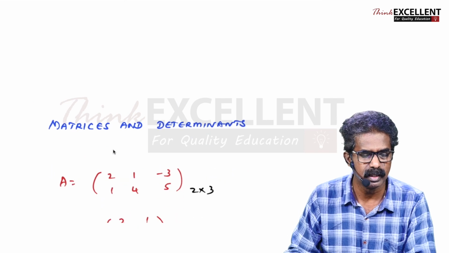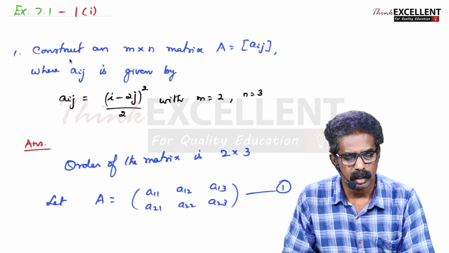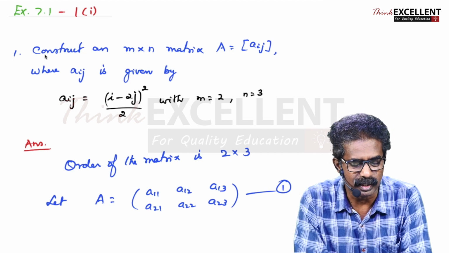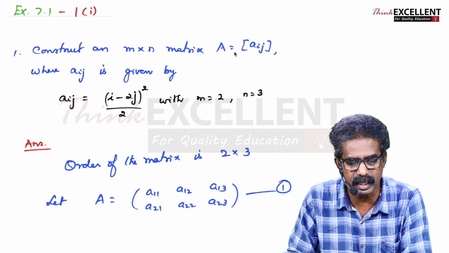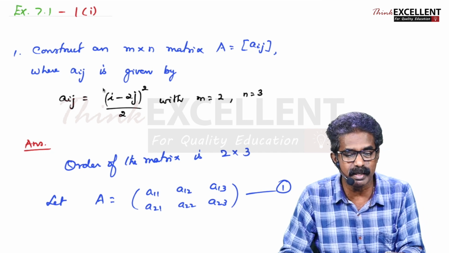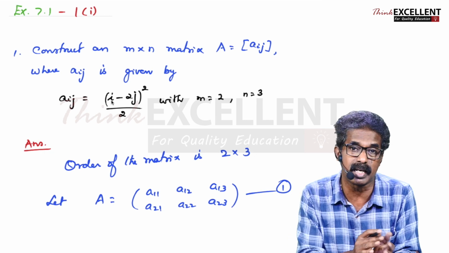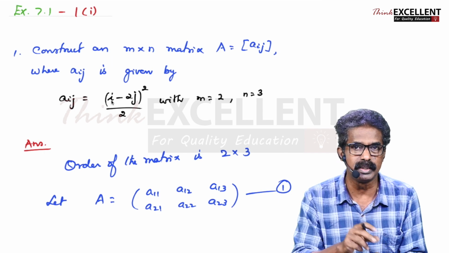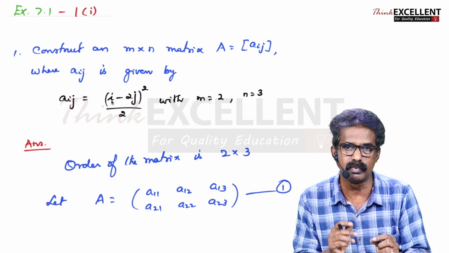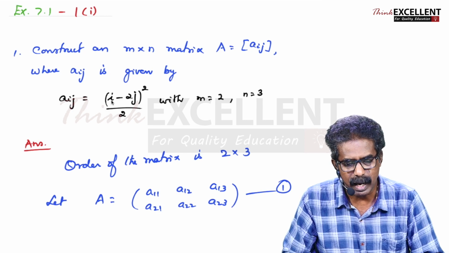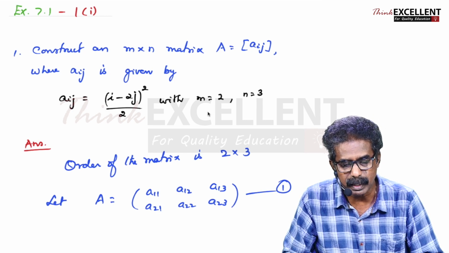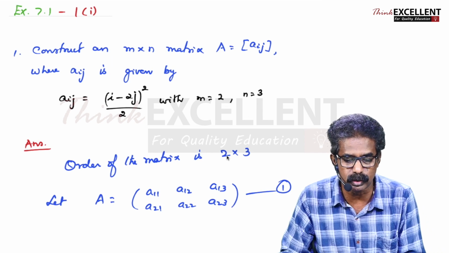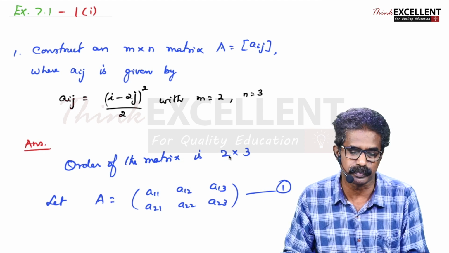Now, based on that, let us practice some questions. Look at the first question, a very simple one. Construct a matrix, but do it very carefully while writing the order. Construct an M by N matrix, where A equals Aij, and Aij is defined by some function or relation in terms of i and j. i is the position of the row, j is the position of the column. Here M and N are given: M equal to 2, N equal to 3. That is 2 rows, 3 columns, so the order of the matrix is 2 by 3.